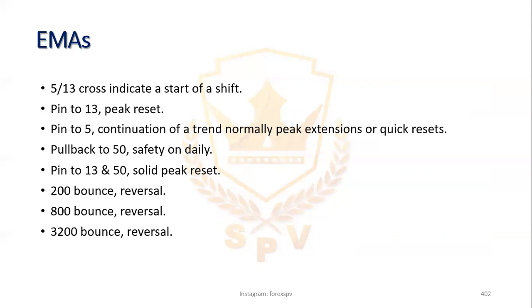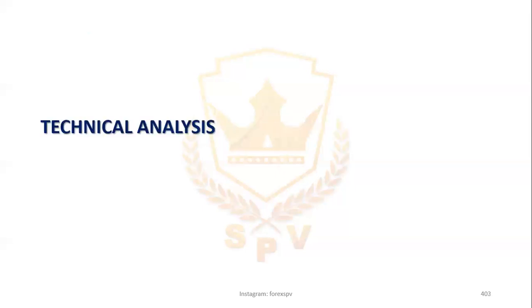Exponential moving averages with higher periods, like the 200, the 800, and the one with 3,200. See, when price bounces around the EMAs, it usually indicates a reversal. So we have observed those, and we'll be observing them as the market continues swinging, going up or going down.